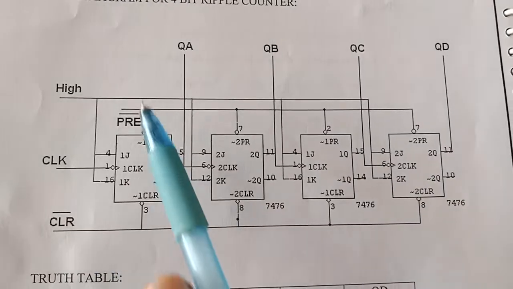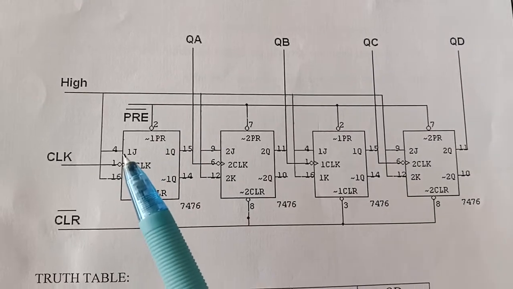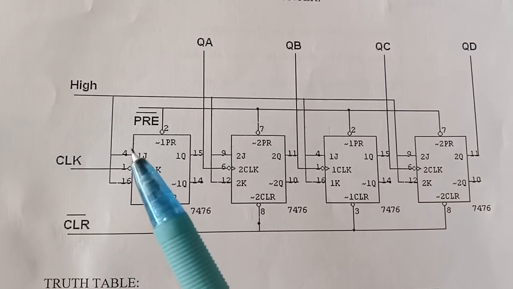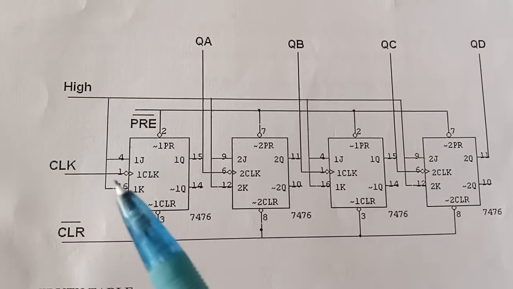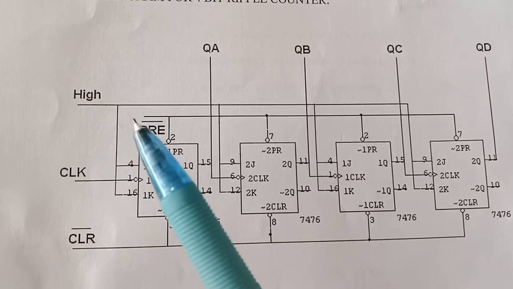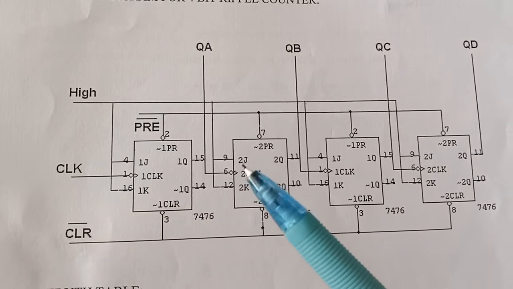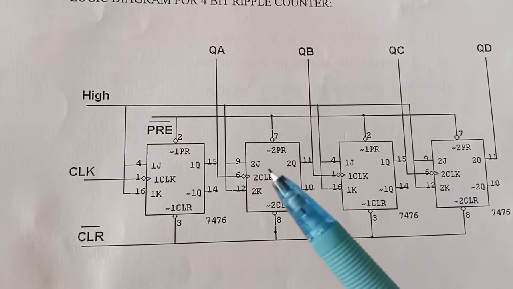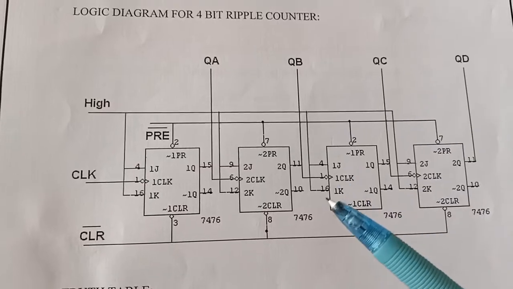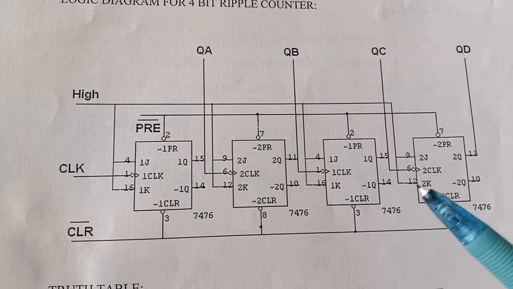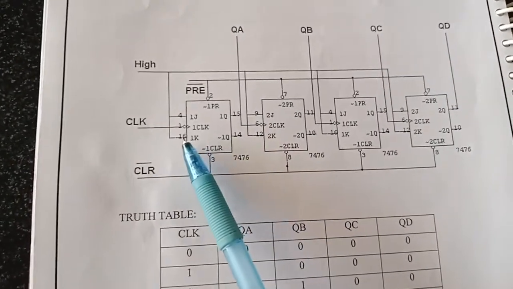We need to give a high input to pin numbers 4 and 16. We short circuit pin 4, which is J1, and K1, so pins 4 and 16 are short circuited, and to this connection we apply the high signal. Similarly, pins 9 and 12 belong to the other JK flip-flop, and we give the high value there. Similarly for the next IC, pins 4 and 16 get the high input, and pins 9 and 12 also get the high input signals. Next, the clock signal is applied at pin number 1.